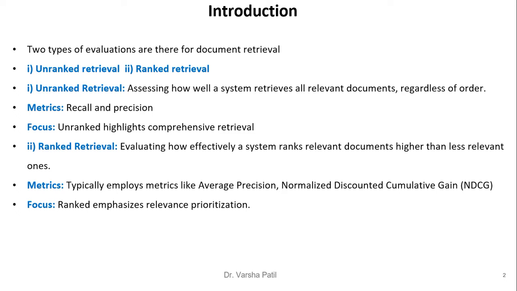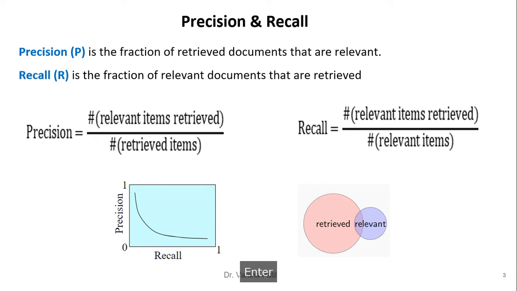Ranked retrieval evaluates how effectively a system ranks relevant documents higher than the less relevant ones. Typically, it uses metrics like average precision, normalized discounted cumulative gain, etc. It focuses on the relevance prioritization. Now we will see the basic definition of precision and recall.